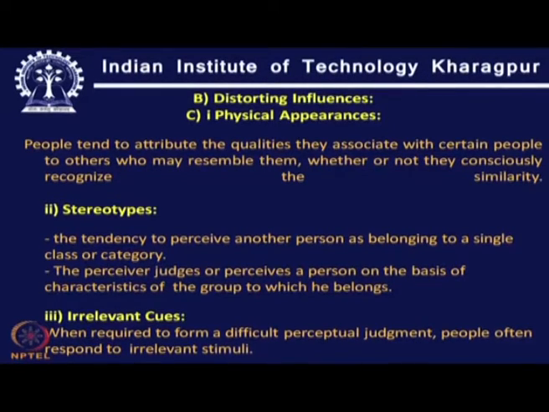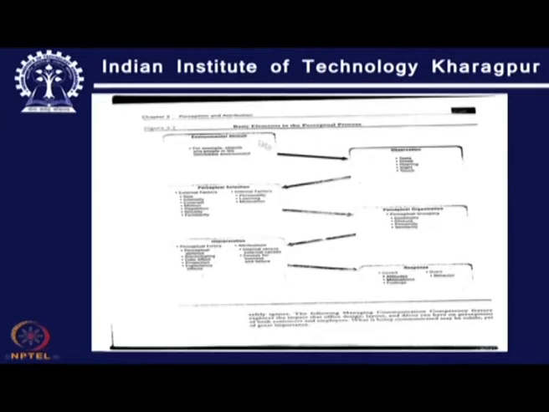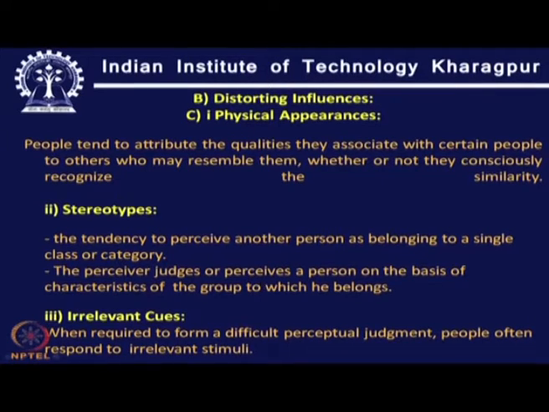We are continuing with some of the errors which are occurring, the distorting influences and the physical appearances. This slide was in a nutshell what the process is, which can help you see together the process of perception. We will continue with the errors like stereotype, where it is the tendency of the perceiver to perceive another person, which you have told already, based on the characteristics of the group which he belongs to.